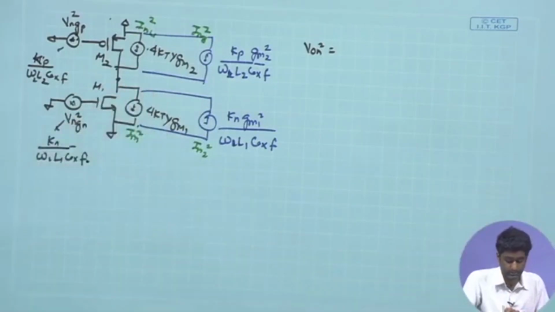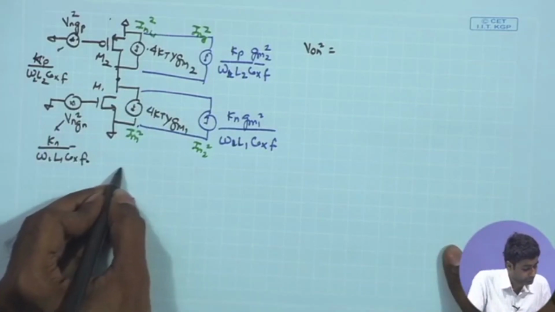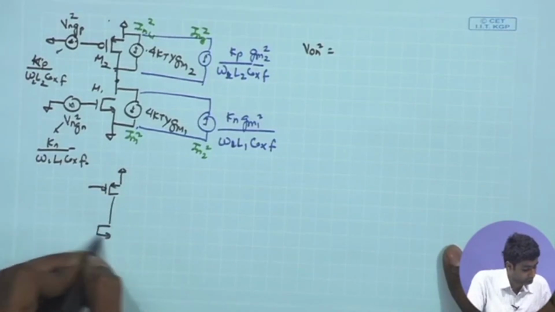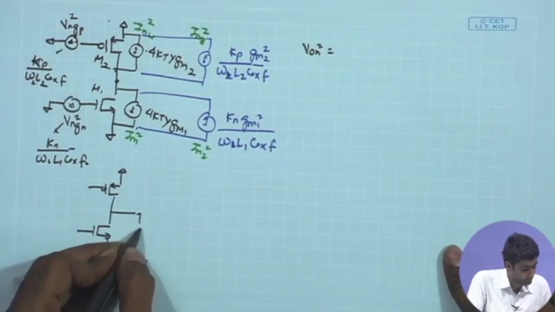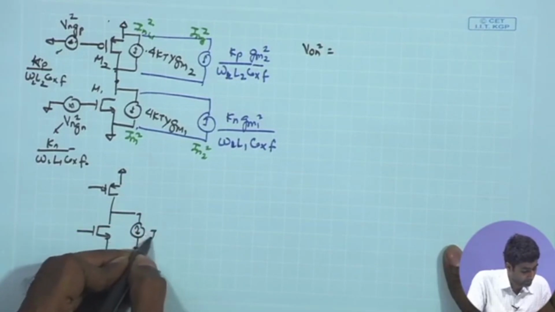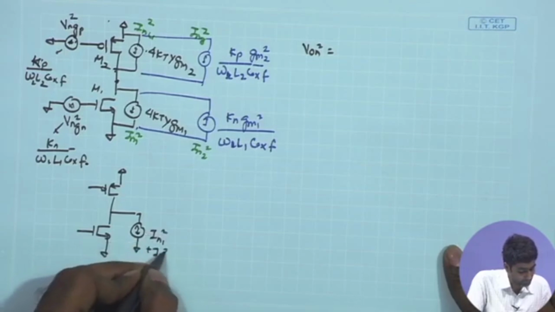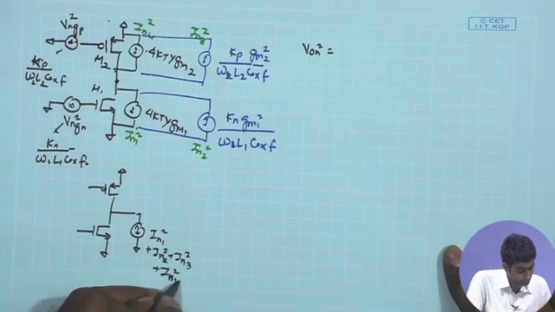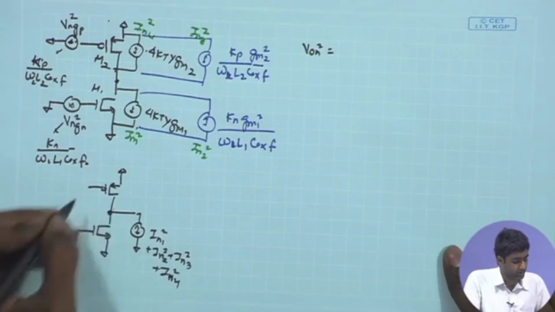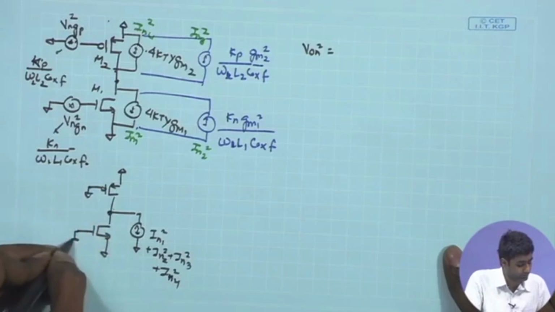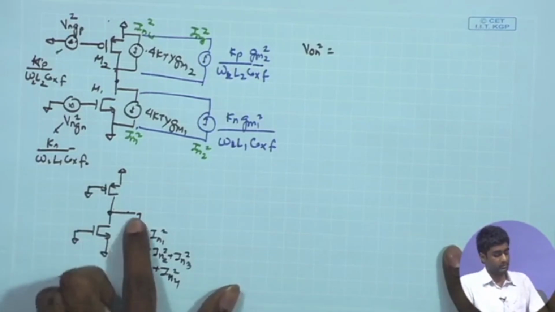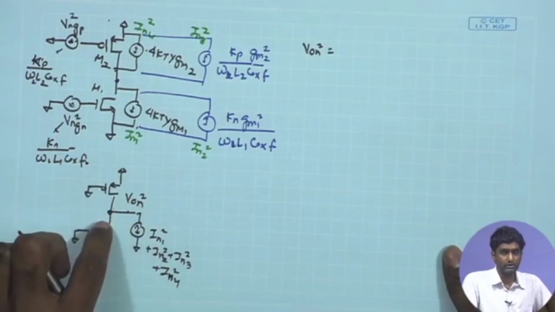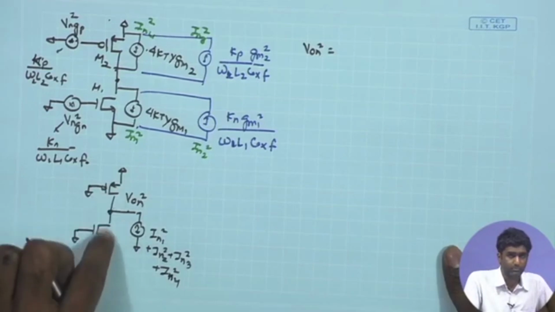So, if I look at the equivalent circuit, it is nothing else but the 2 MOSFETs, and an equivalent noise current source given by IN1 square plus IN2 square plus IN3 square plus IN4 square, flowing from AC ground towards the drain, and all we need to do is find out the output noise voltage VON square, just like we did in the previous case. Only thing is, in this case we have an overall small signal resistance over here given by ROP parallel RON.